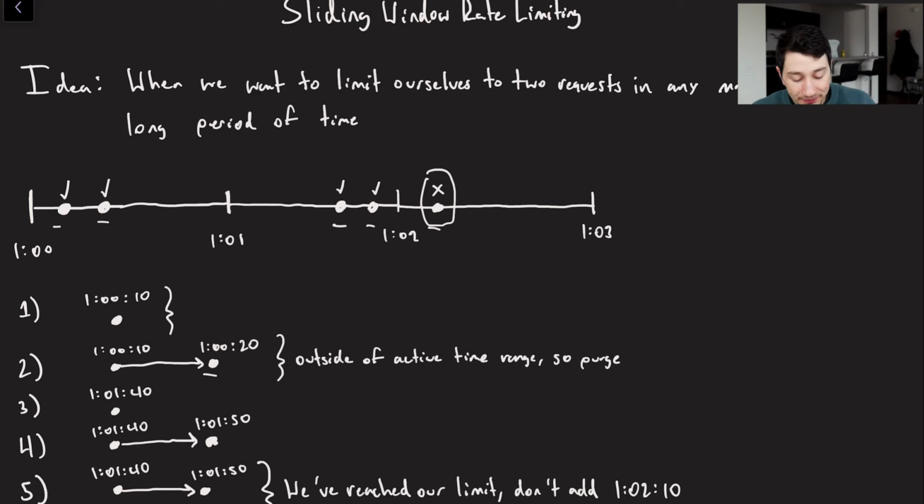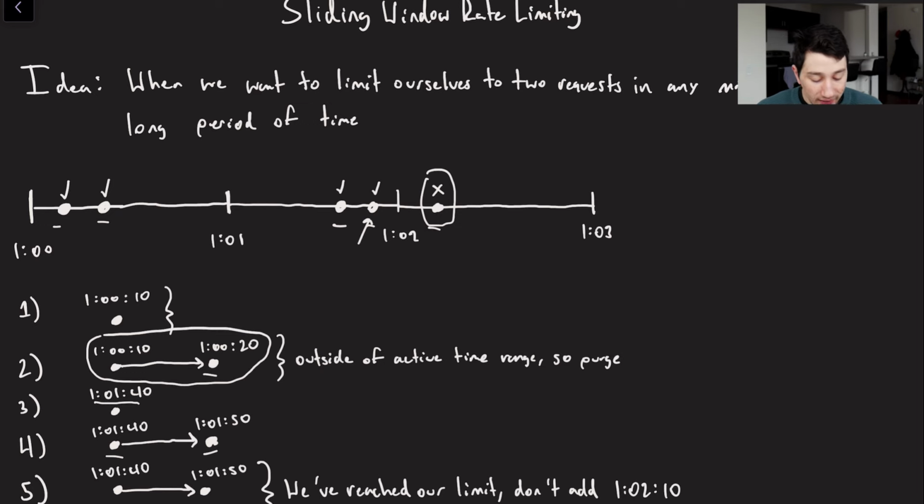The next thing that's going to happen, apologies for my coughing, is that we get this guy over here. And if you note, look at the time, 1:01:40. If I subtract a minute from that to 1:00:40, now all of a sudden both of these two are outside of the active time range. So we actually have to purge them from our linked list. So now all of a sudden we just have 1:01:40. Again, 1:01:40 is the only thing in our linked list. 1:01:50 comes along, which is this guy. We're going to go ahead and add that because it is within 10 seconds of whatever's in our linked list.